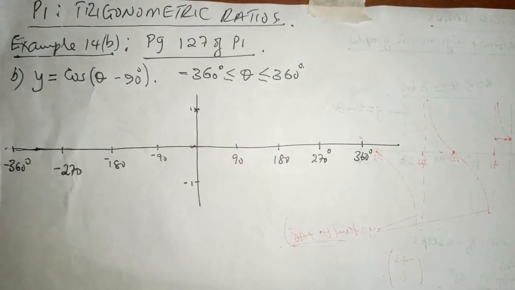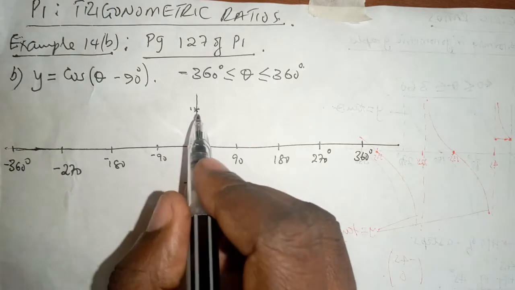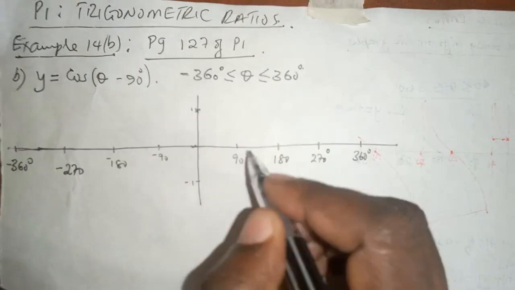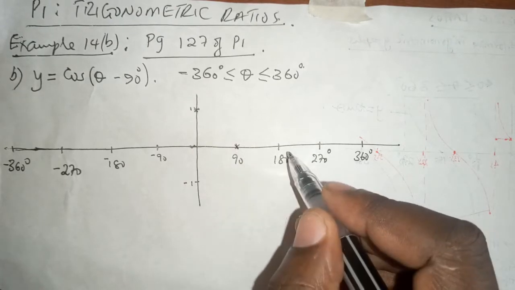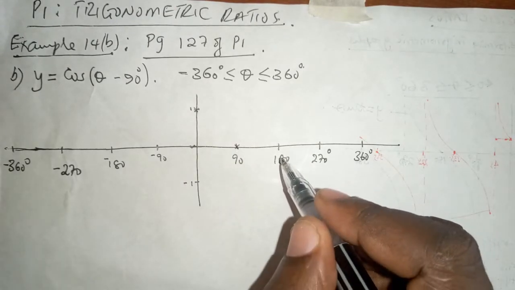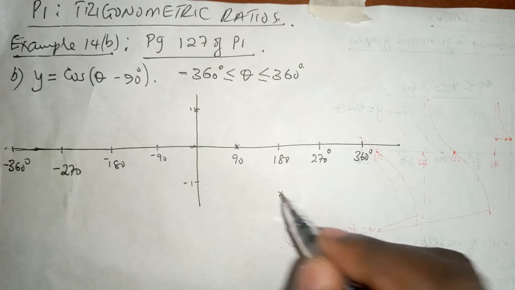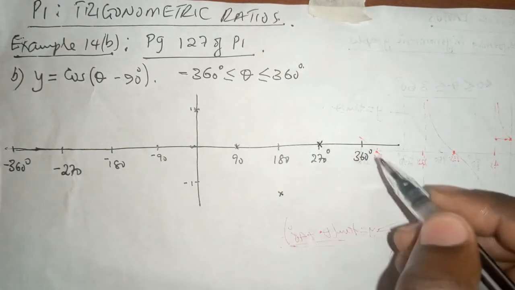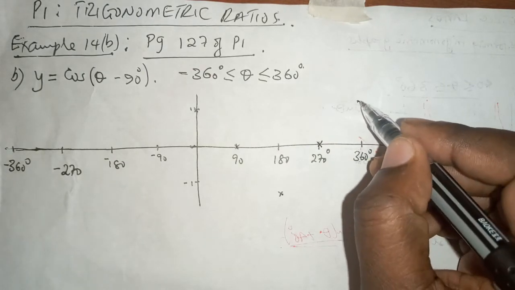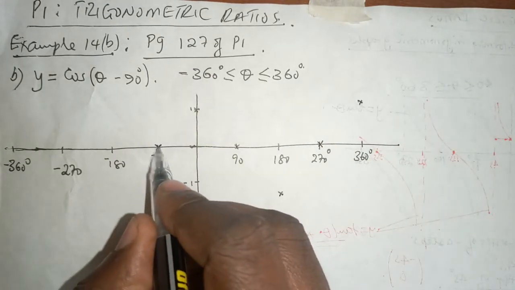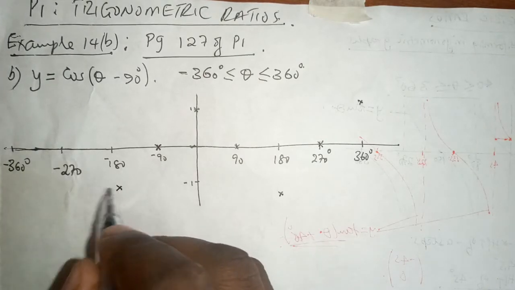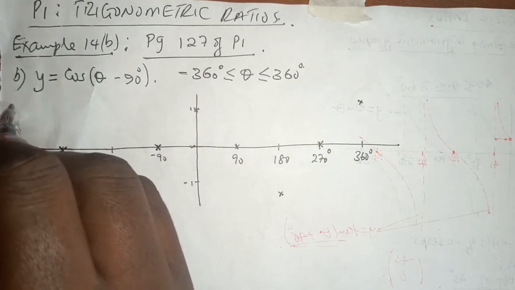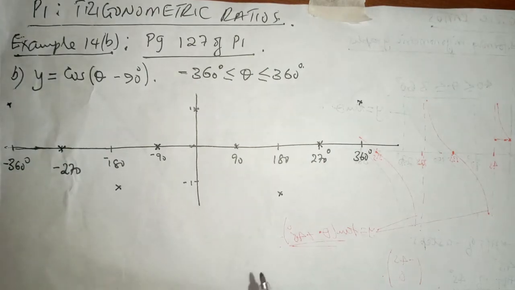Basically, the cosine of 0 is 1, the cosine of 90 is 0, the cosine of 180 is negative 1, the cosine of 270 is 0, and the cosine of 360 is 1. And of course we have 0 there, negative 1 there, 0 there, and positive 0 there.